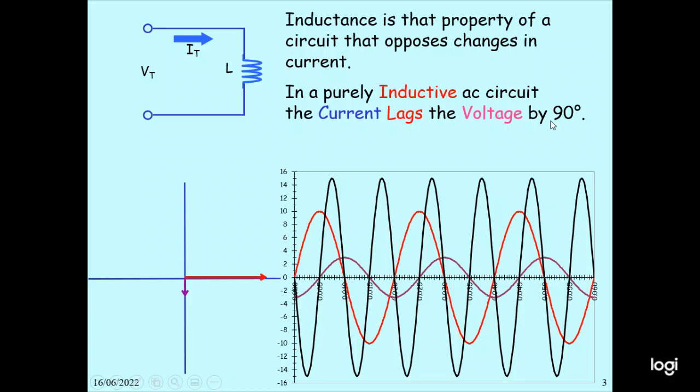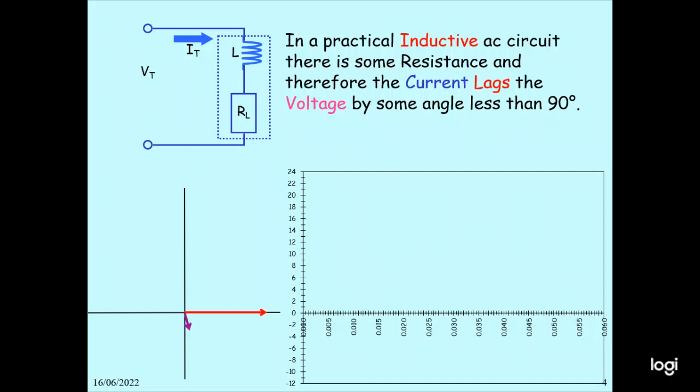So this is the voltage here, and this is the current. So in this case, in the pure inductive AC circuit, the current lags the voltage by 90 degrees. Average power is zero. In this diagram, the voltage is the red one and the current is the bubble one. So current lags the voltage by 90 degrees, and real power is zero. And in a practical inductive AC circuit, there is resistance, therefore the current lags the voltage by some angle less than 90. So this is the voltage, and the current is this one.